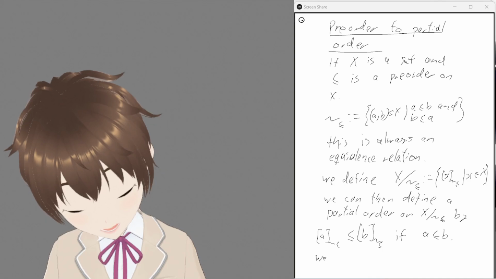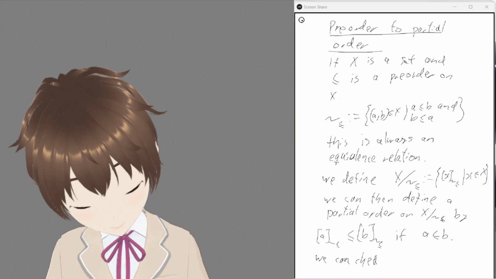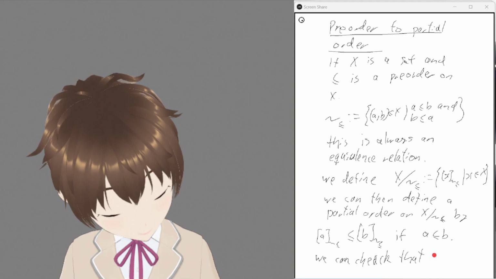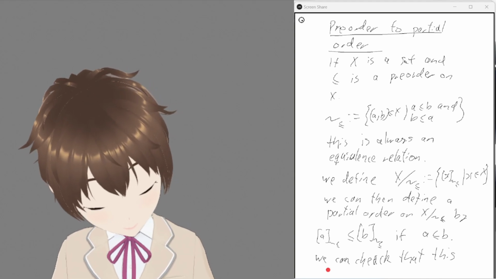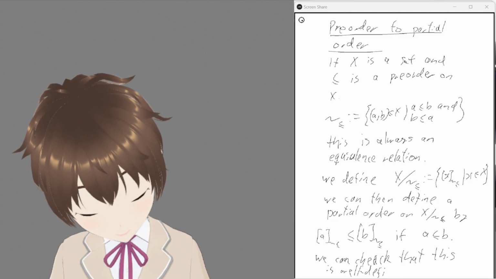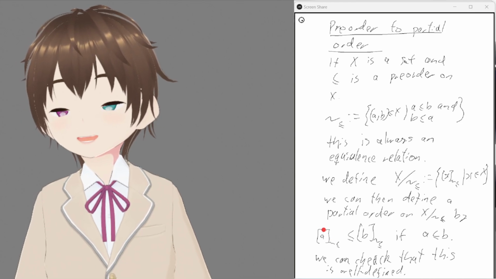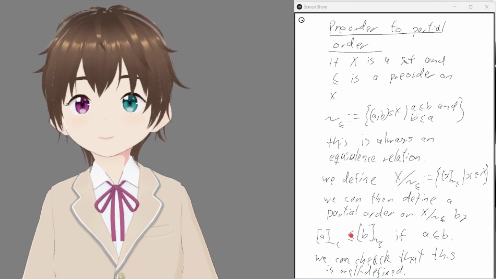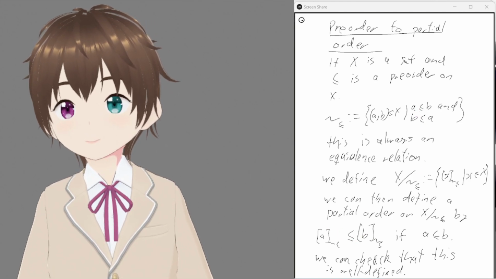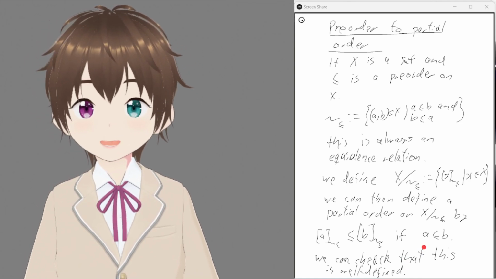So we can check that this is a partial order. It is well defined, and it doesn't matter which one I take in each equivalence class. I could take a different representative for this equivalence class, and the same thing would follow essentially because of the way the equivalence relation is defined. I don't want to give you the details of that because I've already been talking for like 50 minutes.